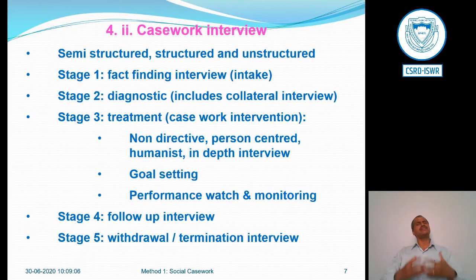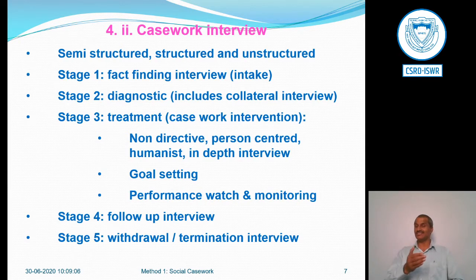So prepare the person to end this relationship. That is the termination interview. Whether it is successful or not successful, termination is a must, because no casework should go on for more than 1 year. Then it becomes a psychological treatment. It becomes psychological counseling.